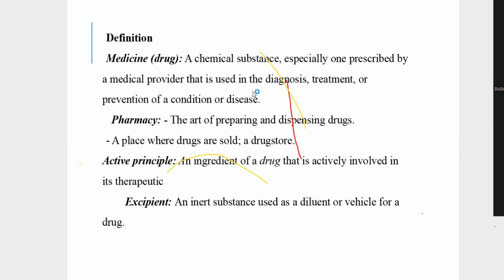ABC analysis, that's the method for determining and comparing drug cost.